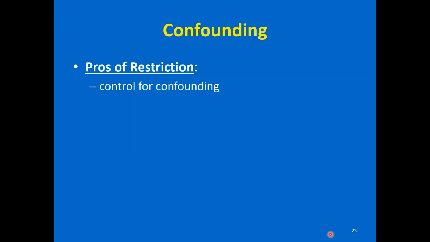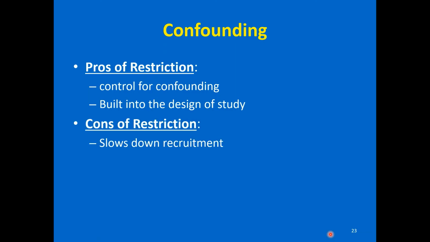One of the pros of restriction is that we control for confounding, and it is built into the design of the study. So it minimizes the bias of confounding. But the cons of restriction: it slows down recruitment, because if you're doing something similar to what they did, you basically exclude half of those people that would have been eligible into the study if you did not exclude all males. It also limits the applicability of results beyond the study, because if there is a variable that is a confounder to such association and you exclude one gender versus the other, then you limit the applicability of the results to the males, using the example that I gave.